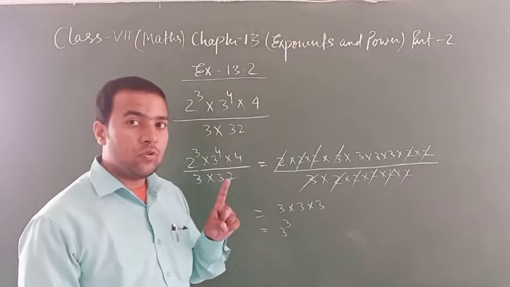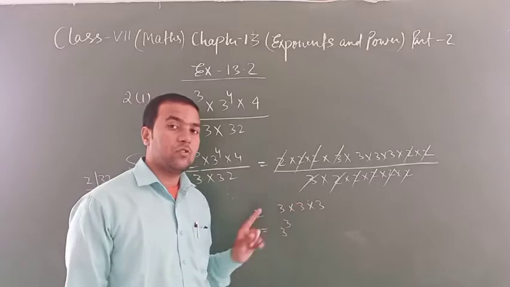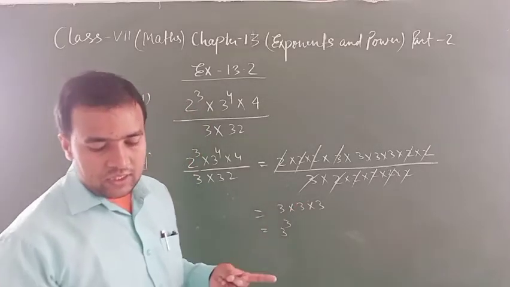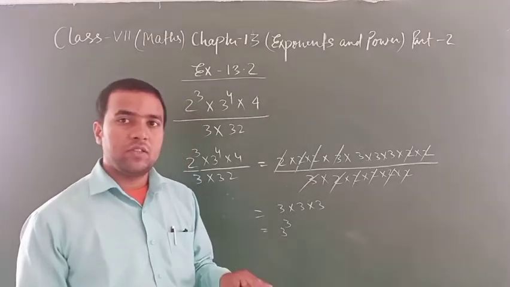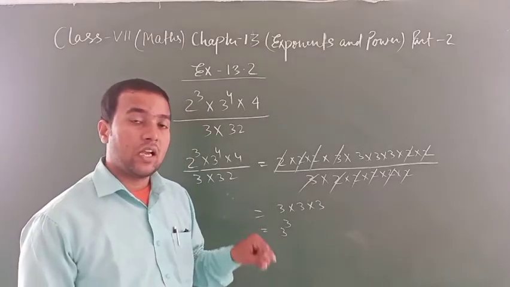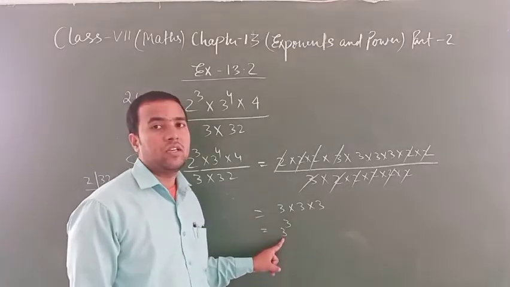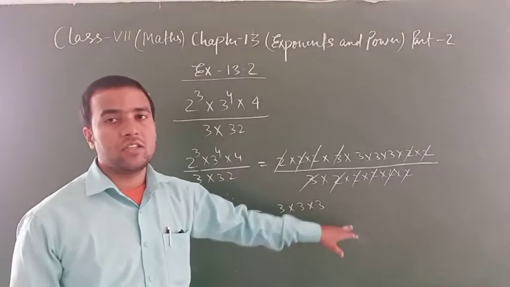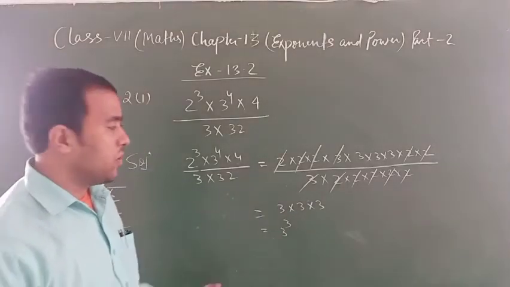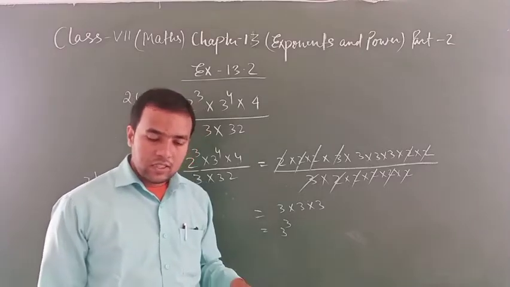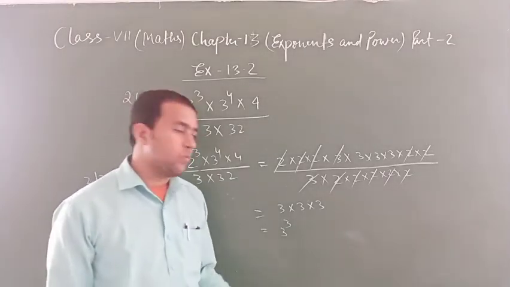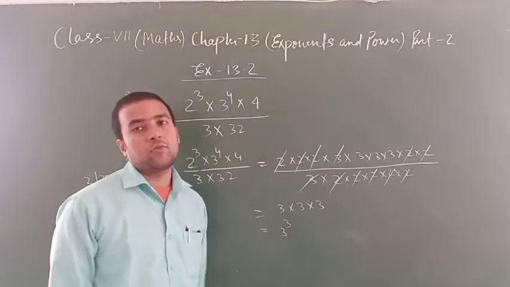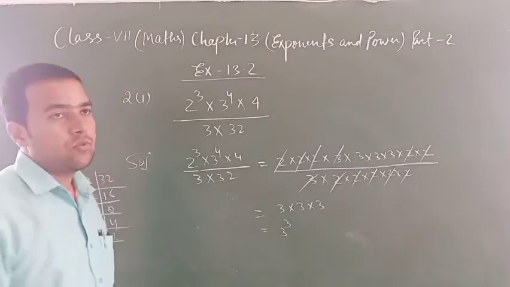Because you should not write 3 into 3 into 3 as 27, because the question is asking to express each of the following in exponential form, which means the answer will be in exponential form. That's why we have written 3 power 3. You don't write 27. Okay, 3 into 3 is 9, 9 into 3 is 27. But the question says each of the following in exponential form, so the answer should be in exponential form. Clear? Note down this.